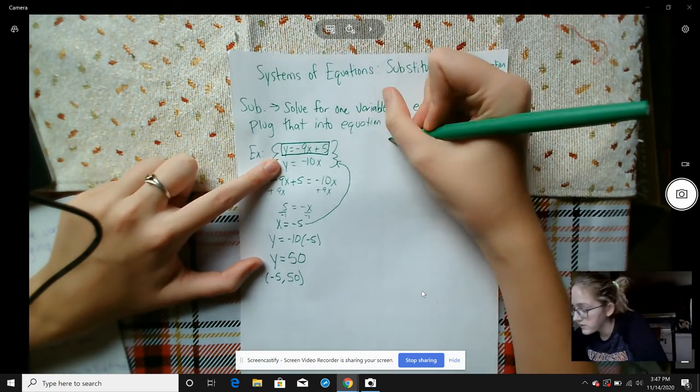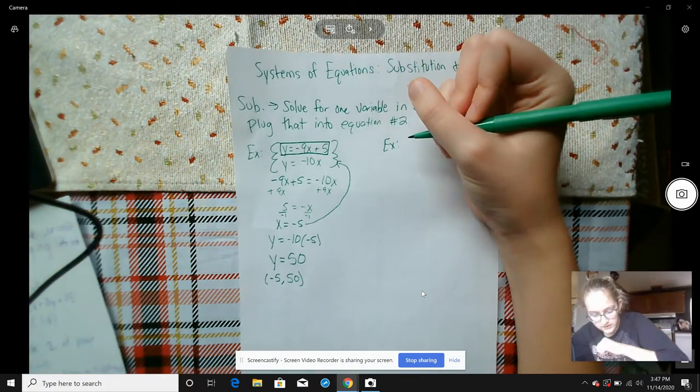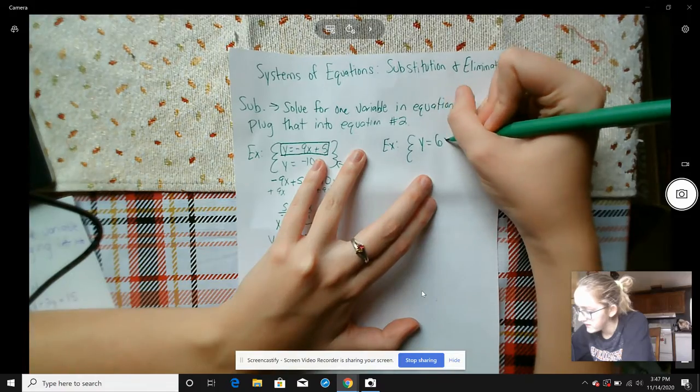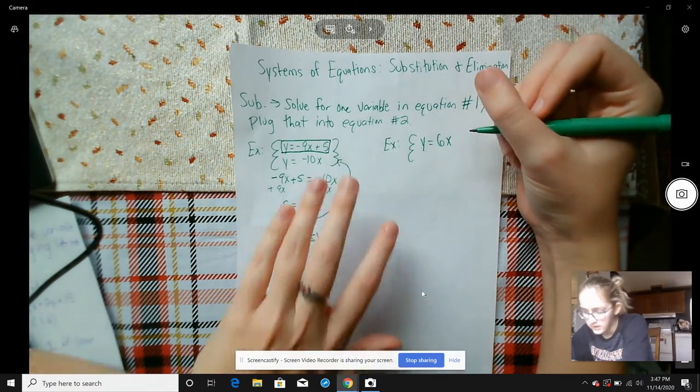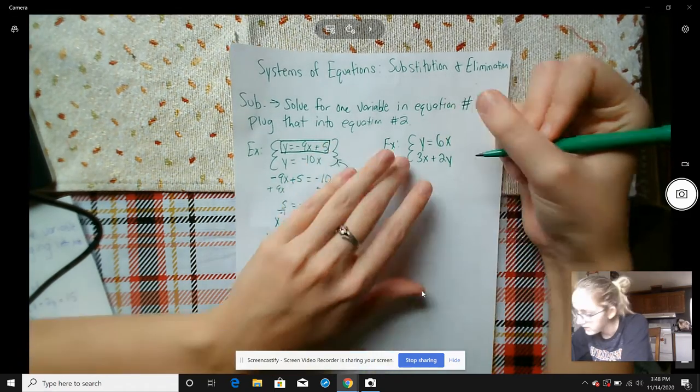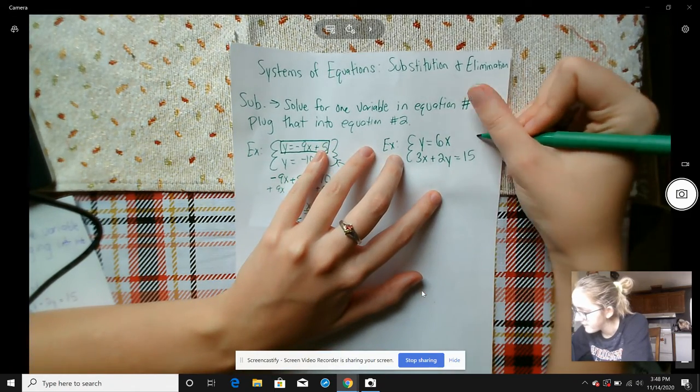Okay, so moving on to another example. Same thing if we are given y equals 6x, and then we're given 3x plus 2y equals 15.